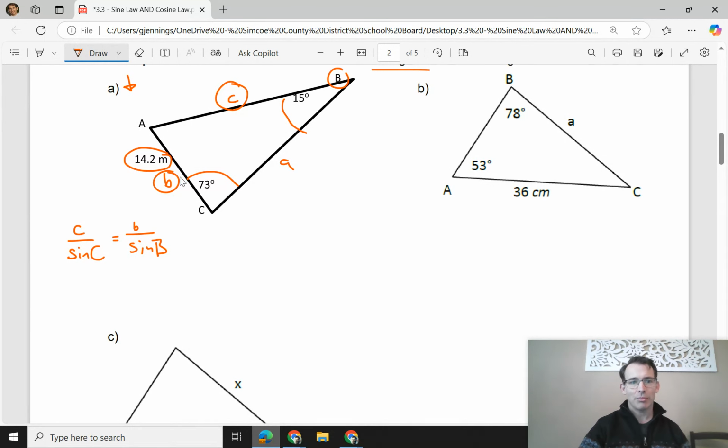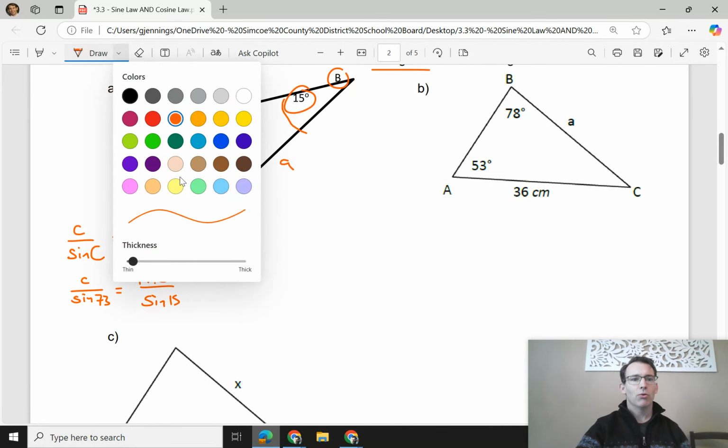So let's go ahead and sub in. c is unknown, so we're going to keep that as c. Sine C is sine 73, so we just write that in. Sine 73 is equal to, b is 14.2, so write that in, 14.2, divided by sine 15.